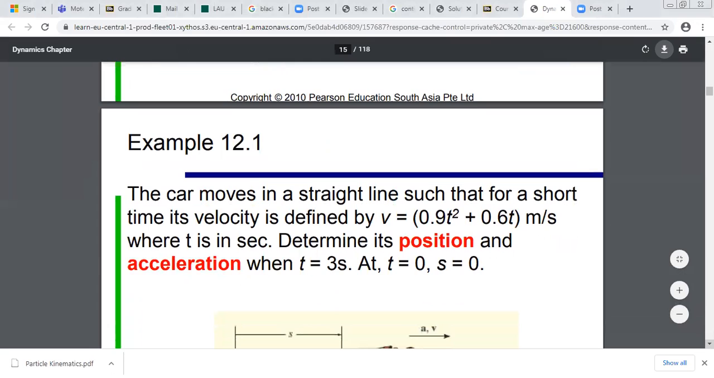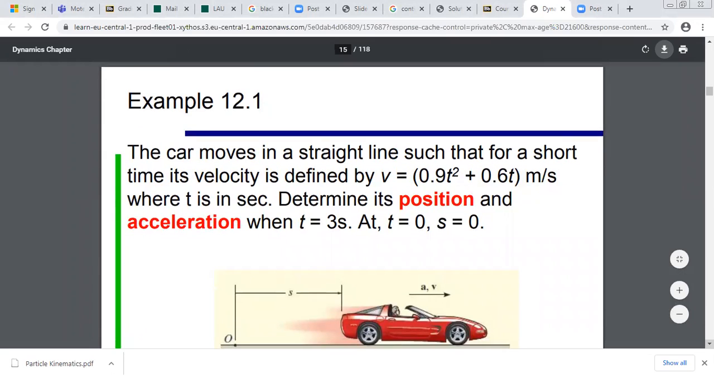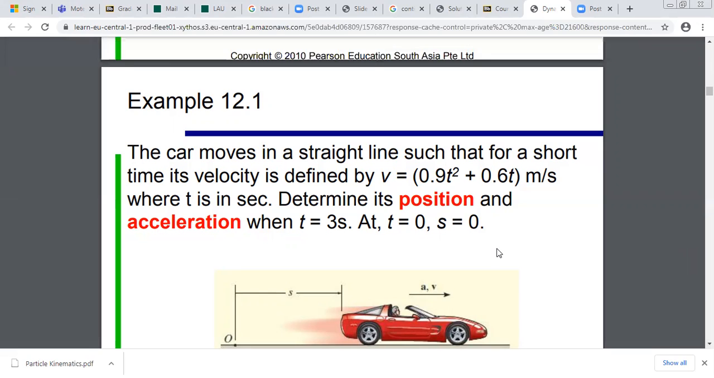Let us do some examples to practice on these relations. So we have a car moving in a straight line such that for a short time its velocity is defined by v equals 0.9t squared plus 0.6t in meters per second, where t is in seconds. Determine its position and acceleration when t equals 3 seconds, knowing that at t equals 0, s equals 0. Okay? So first, we have v as a function of time, and we need to find position and acceleration.